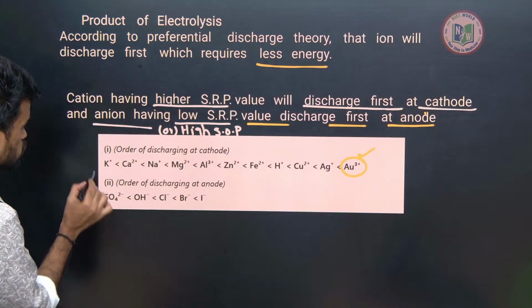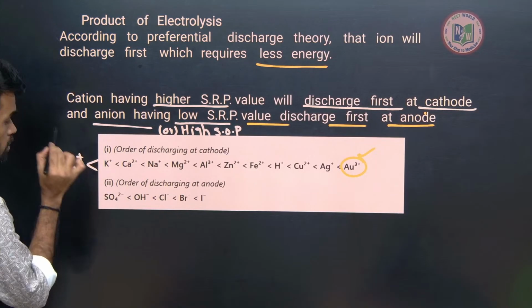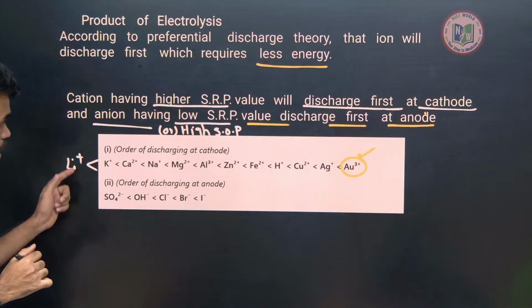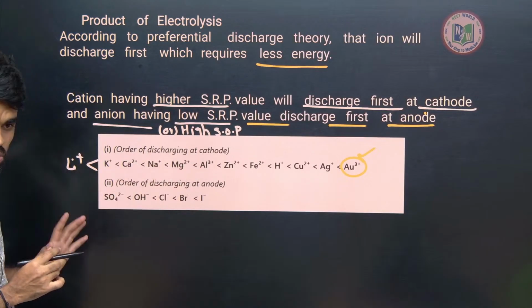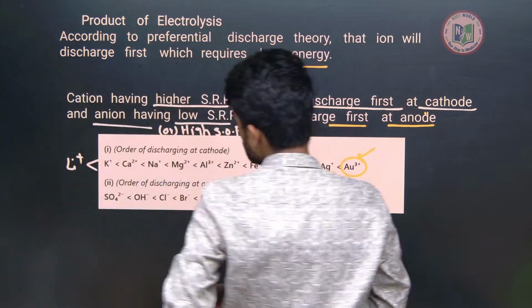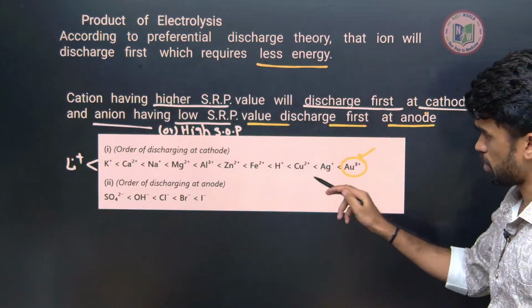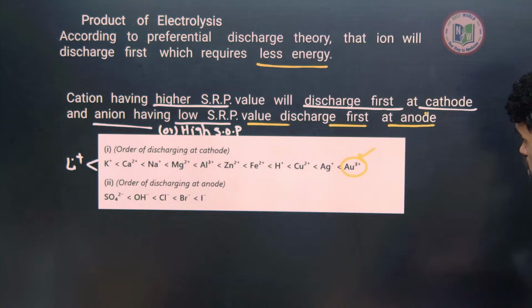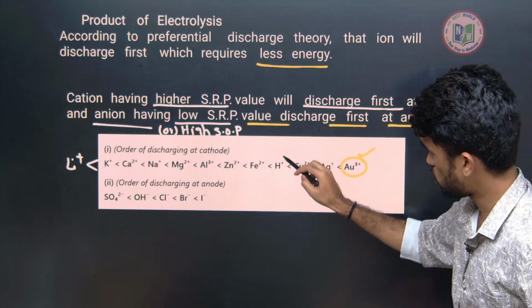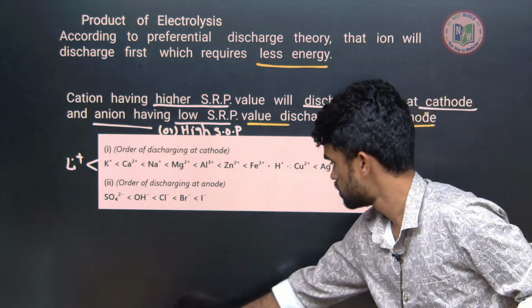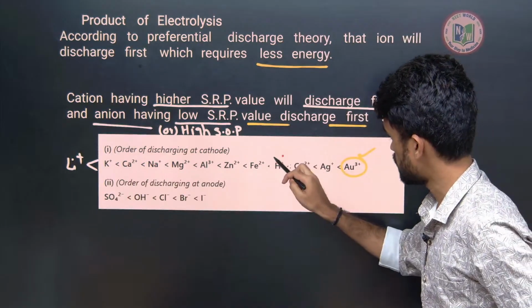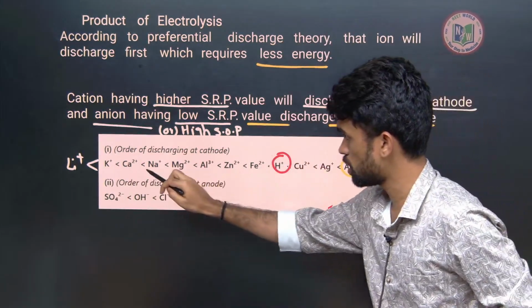And here the least should be what? Lithium we can add, because lithium is not included now, so we can include that. Okay. So just remember this. Now let us move further. See, here we have hydrogen, H plus, is here, and sodium is here.